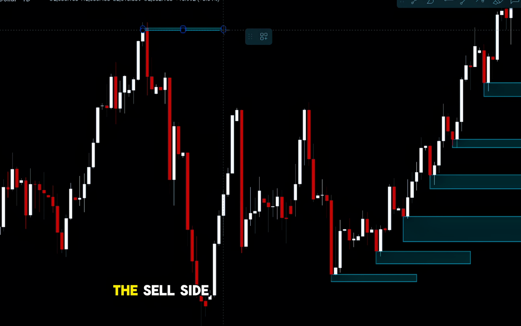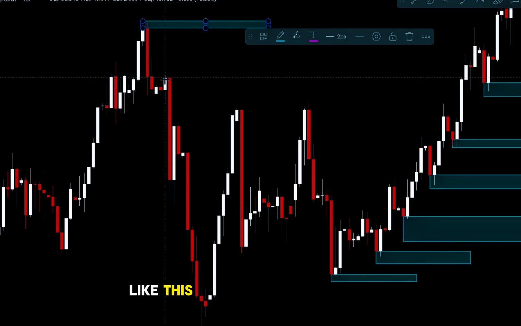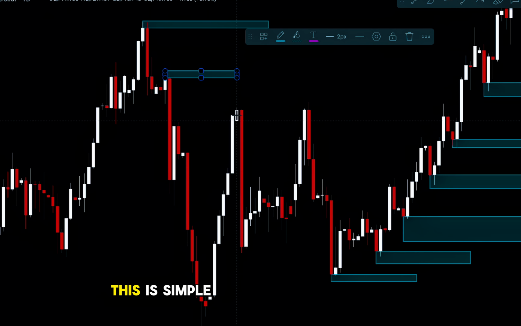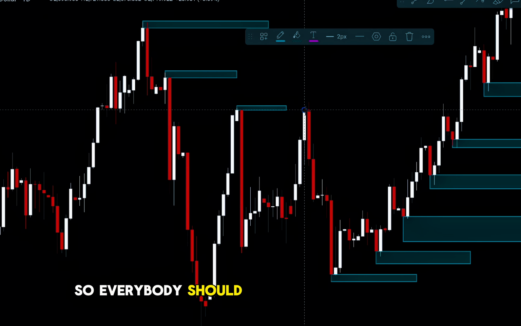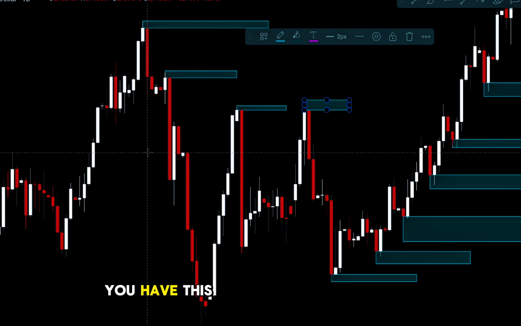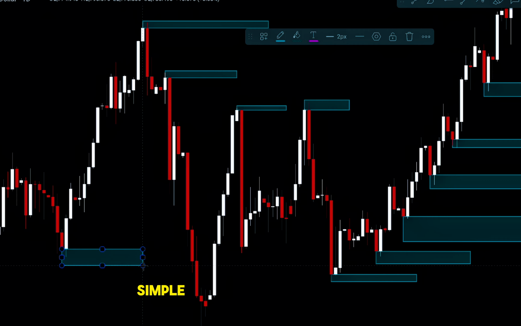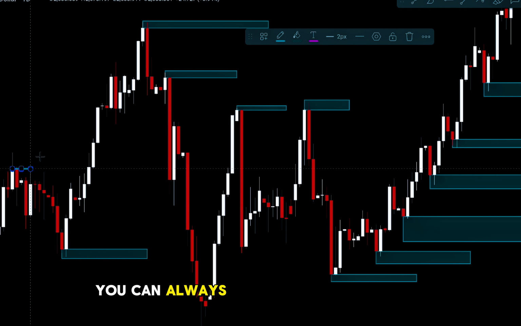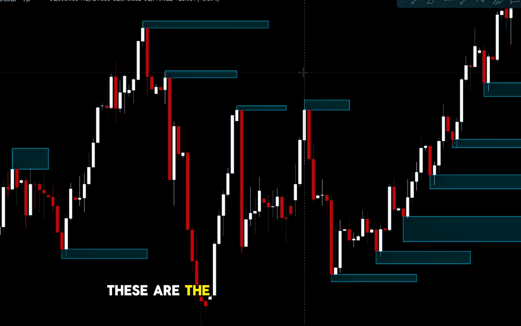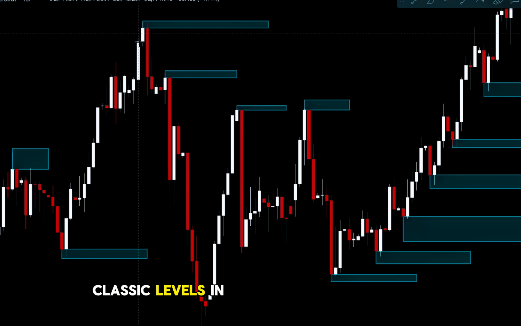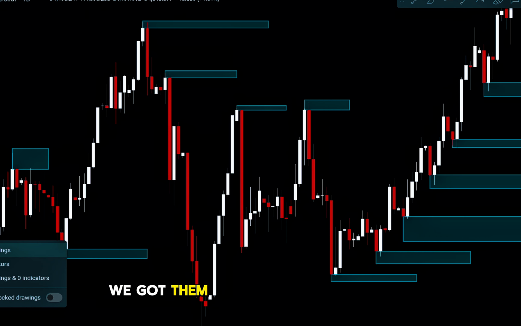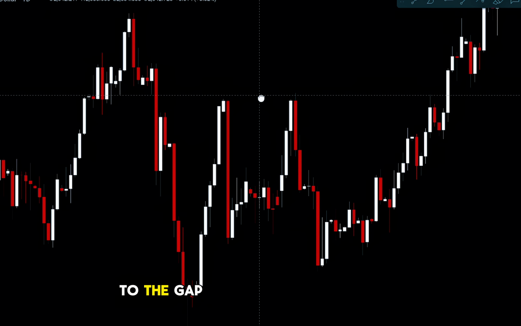So when we go to the sell side, we have it like this. We have another classic level here. This is simple, so everybody should be able to mark. You have this. So these are just simple levels that you can always mark. These are the simple classic levels in terms of sells here, and then in terms of buys here, we got them. So we can move to the gap levels.